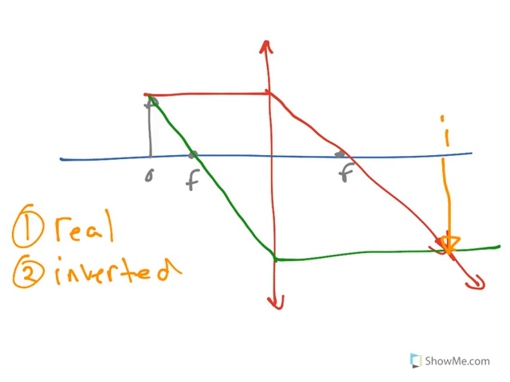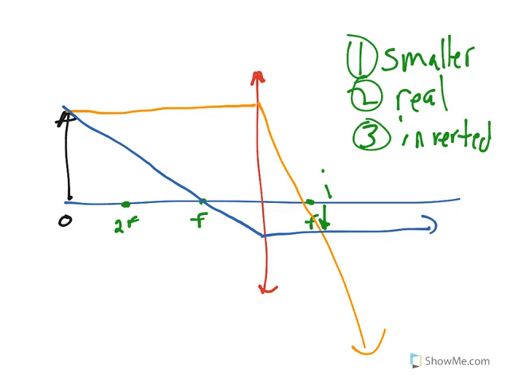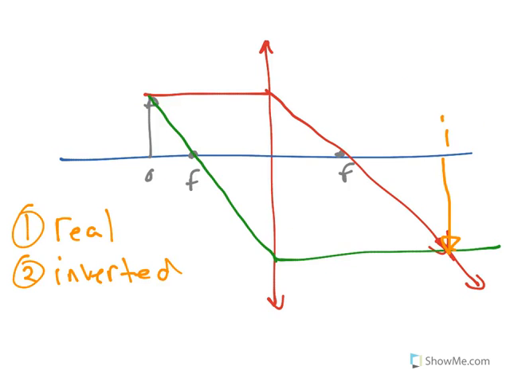Note that this is the same as this up to that point. It's real, it's inverted, just like this one, real, inverted. The only difference is in this case it is bigger instead of smaller. Okay, bigger instead of smaller. Alright, now let's move on to the concave lens.